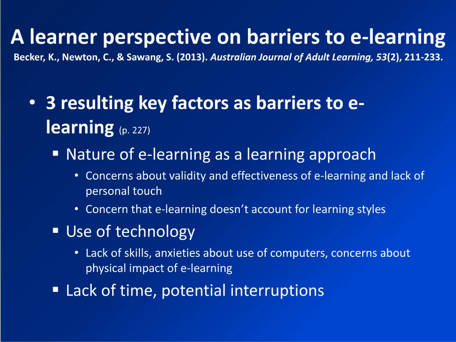Here's a review of the 3 key factors that Becker, Newton, and Sewang identified as a result of their research. I won't go into too much detail on their methodology in the interest of time, but here are the 3 key elements that we hope will spark some discussion this week. The first is the nature of e-learning as a learning approach. There's some concerns about the validity and effectiveness of e-learning and the lack of personal touch. There's also the concern that e-learning doesn't account for learning styles.